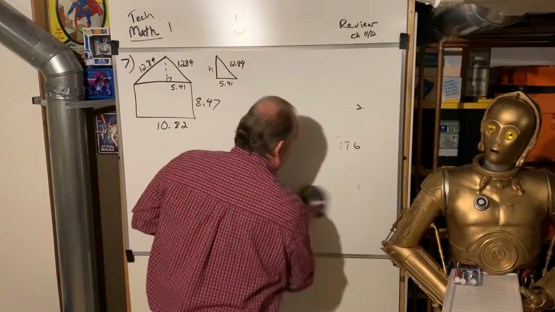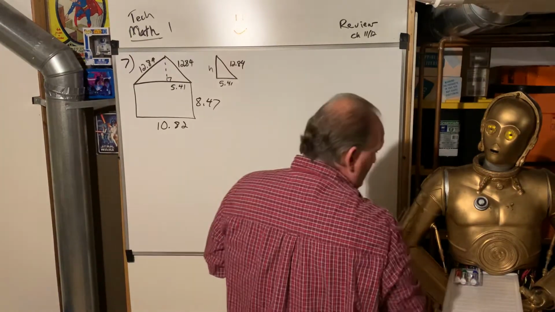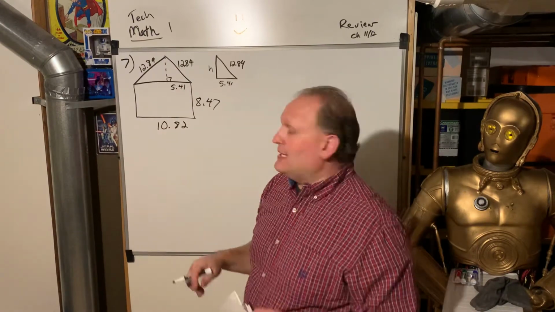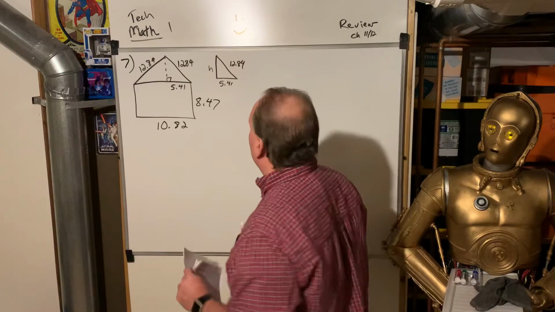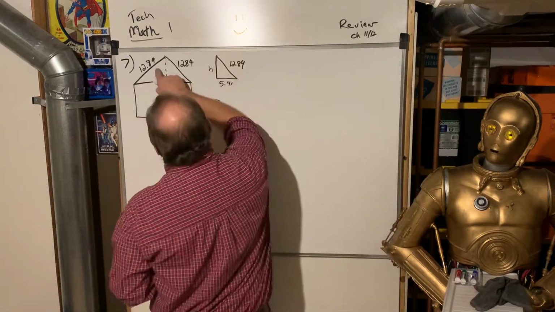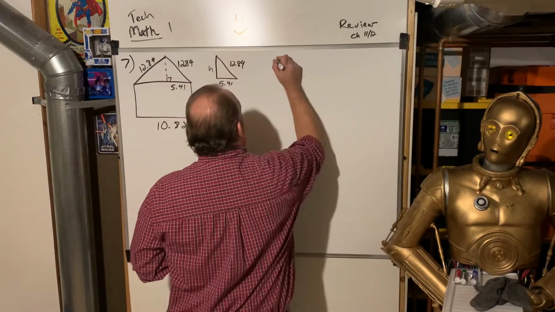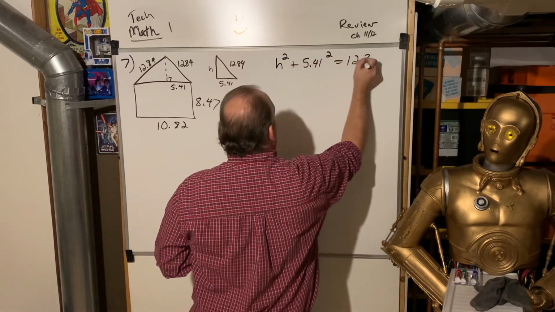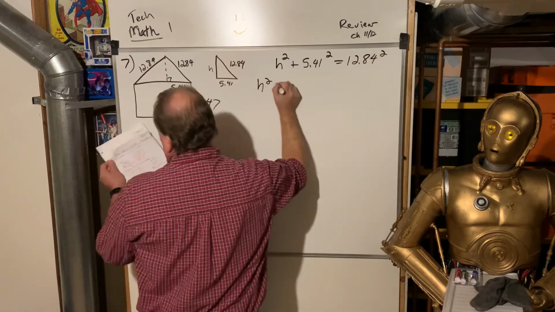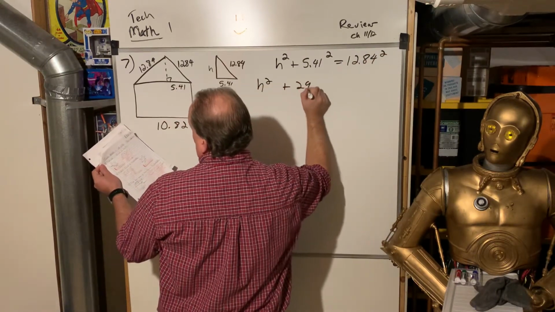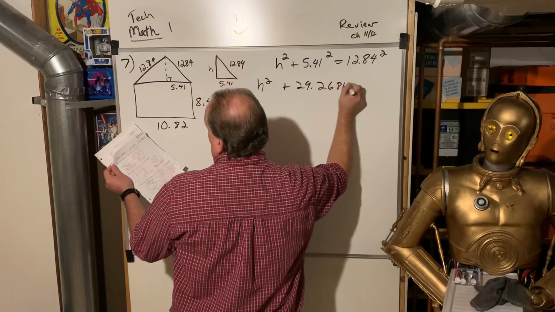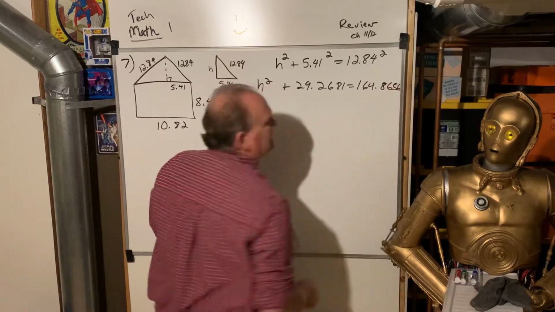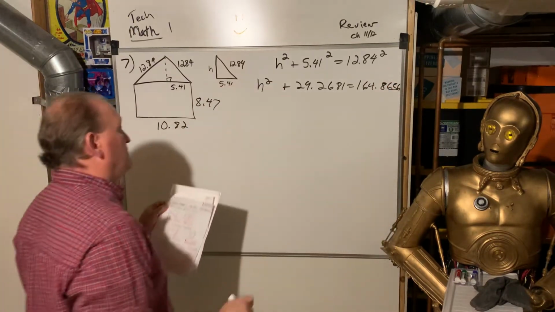So we're going to use Pythagorean's theorem to find that height of the triangle, and then we're going to use the 2 formulas. The area of a triangle is 1/2 base times height, and the area of a rectangle is length times width, and add those together. So first we have to find the height of the triangle, h. So h squared plus 5.41 squared equals 12.84 squared. So h squared plus 29.2681 is equal to 164.8656. Kind of ugly numbers compared to what we were working with before.